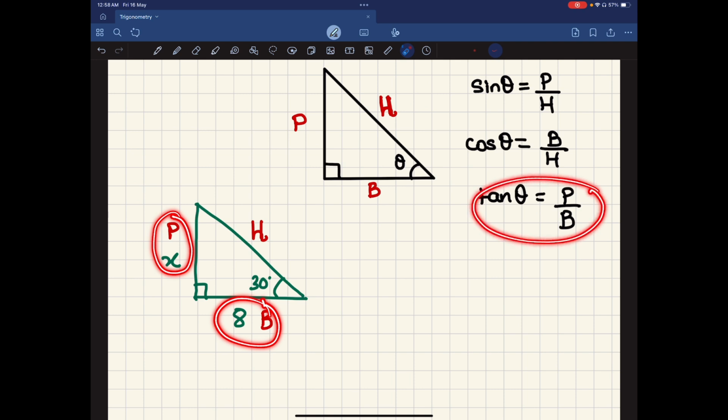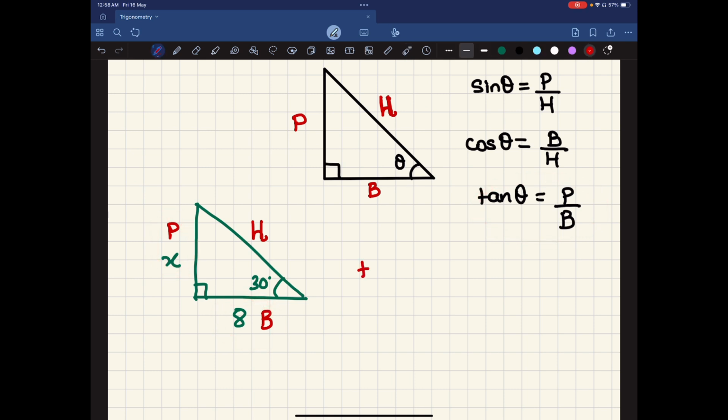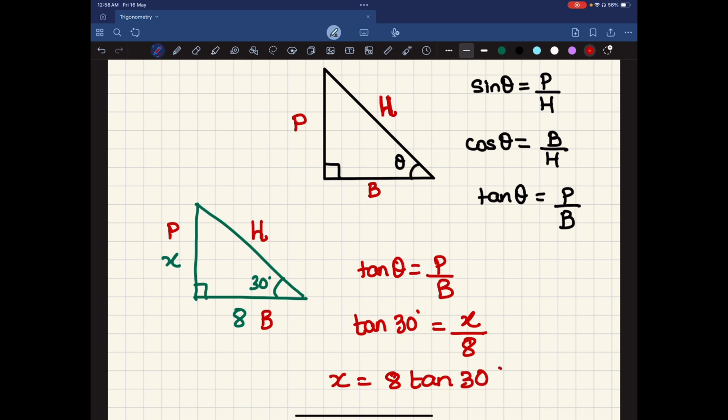Tan theta, right? So tan theta is equal to P over B. Let's plug in values. The value of theta is 30. So tan of 30 degrees is going to be P, which is X, and B, which is 8. Okay, so we're going to take 8 to the other side and multiply it, so X is going to be 8 tan of 30 degrees.